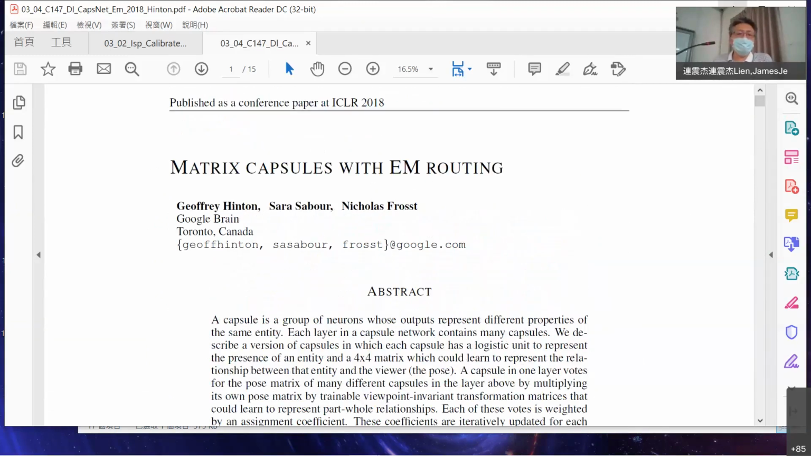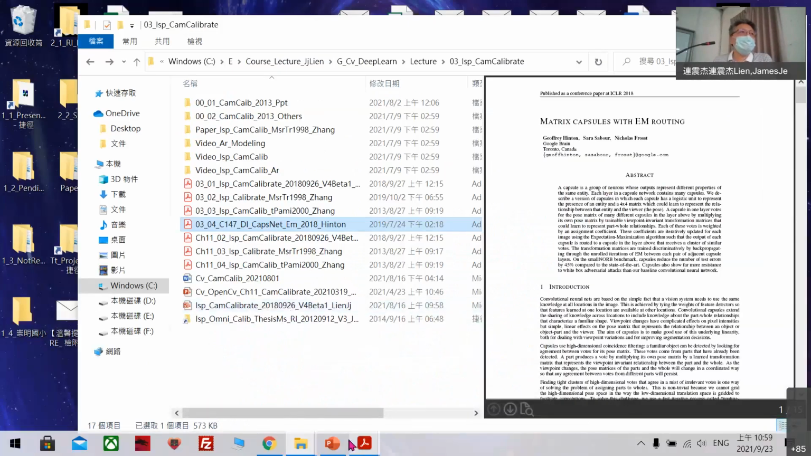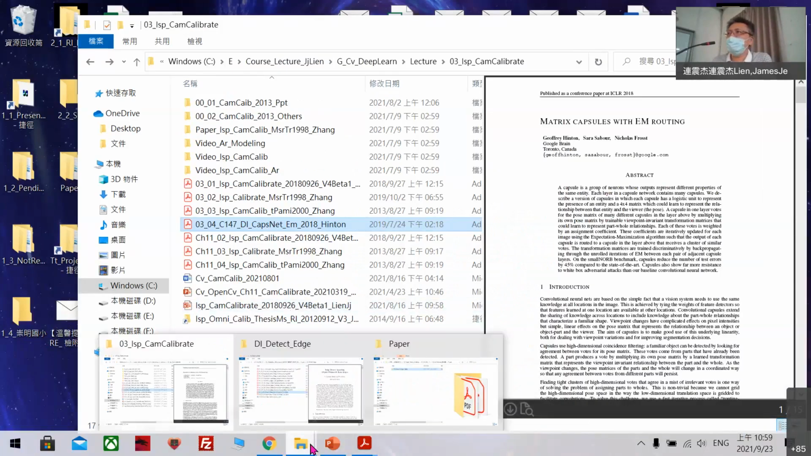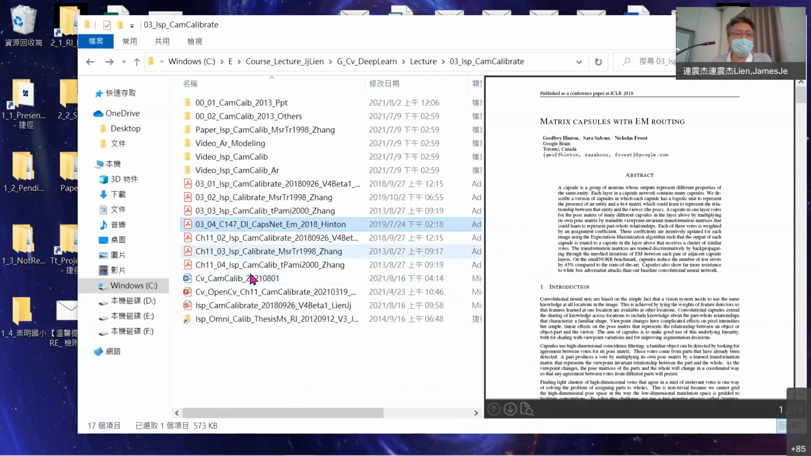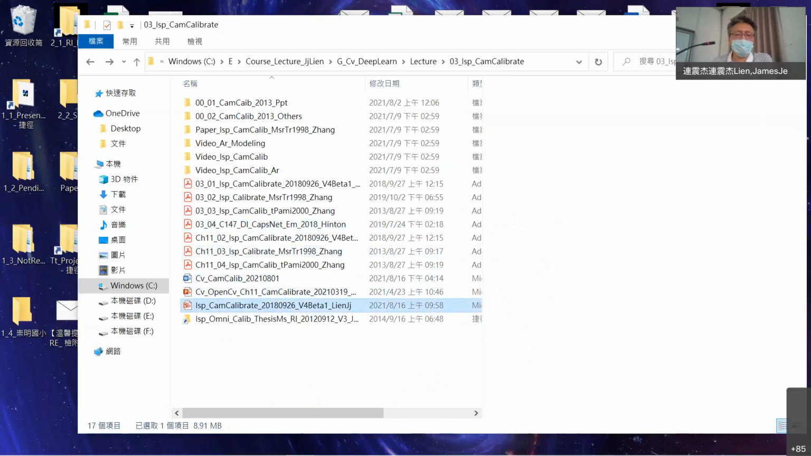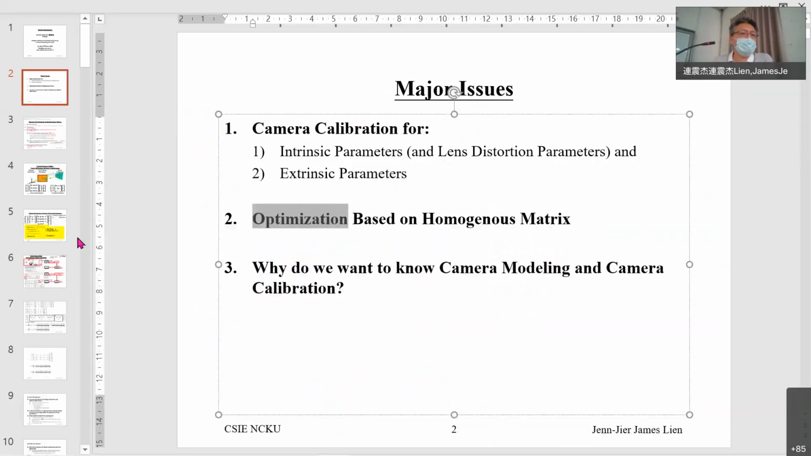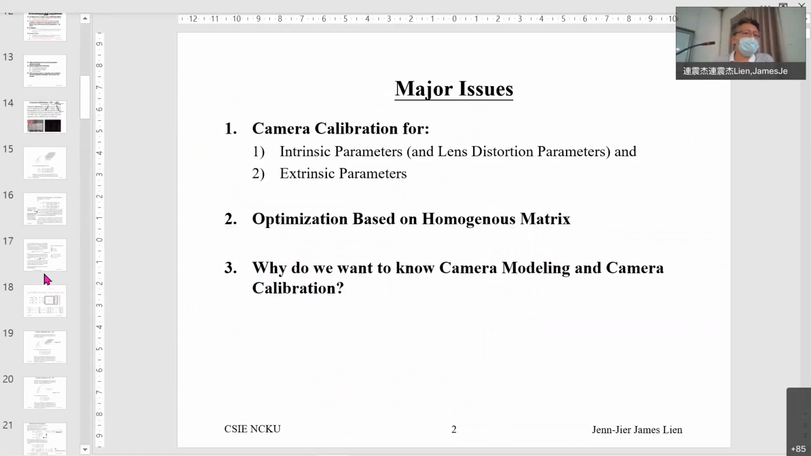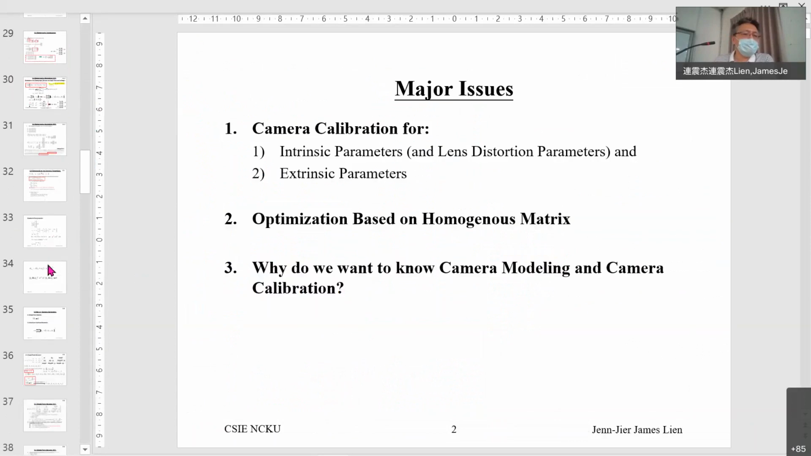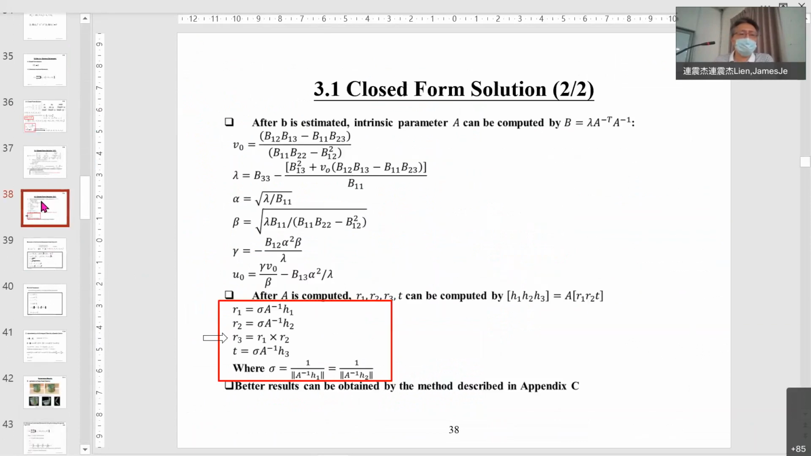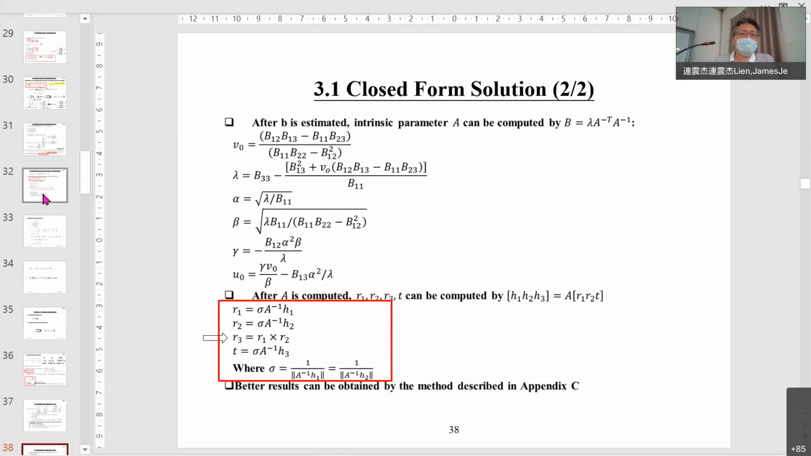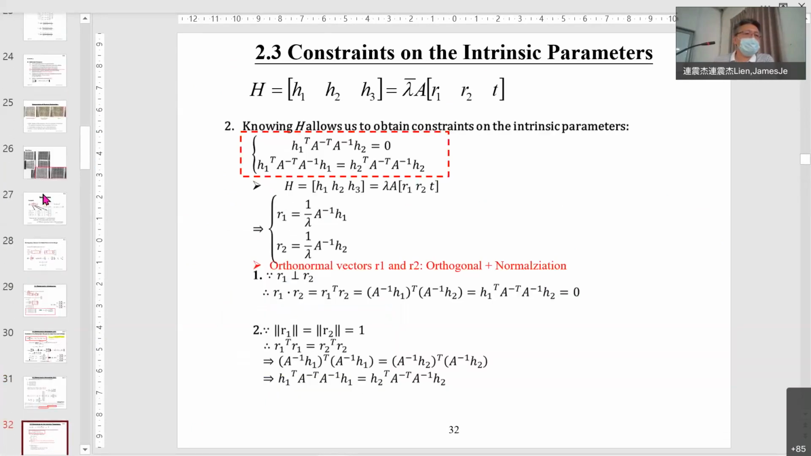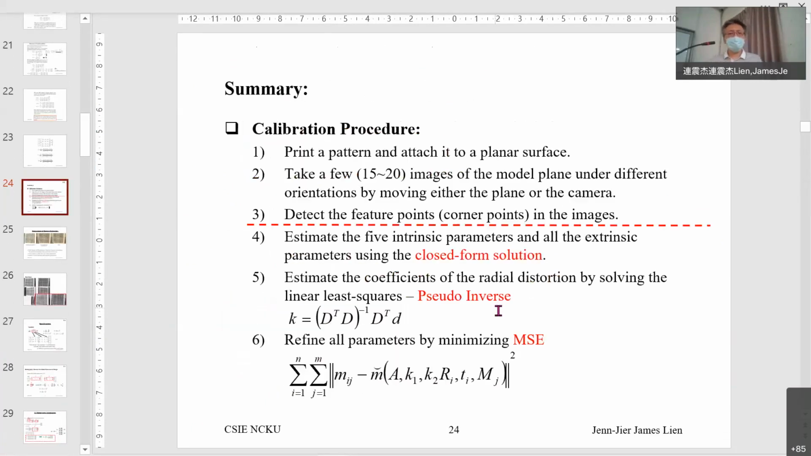So why is this one important? Because this paper tells you, okay, gradient descent is not good enough. But right now we use gradient descent. For this lecture, actually I will tell you, okay, here. That's the procedure for calibration.